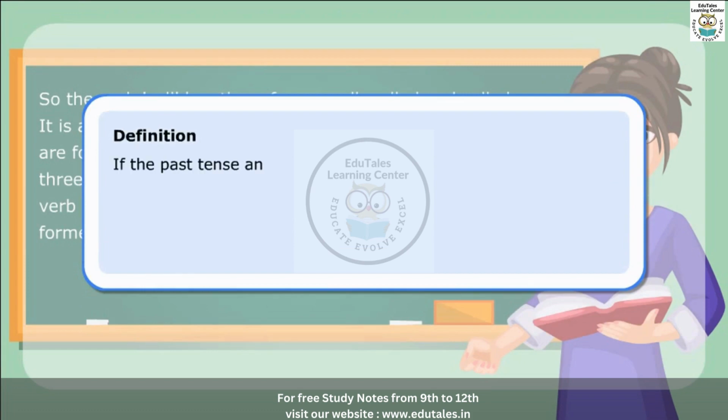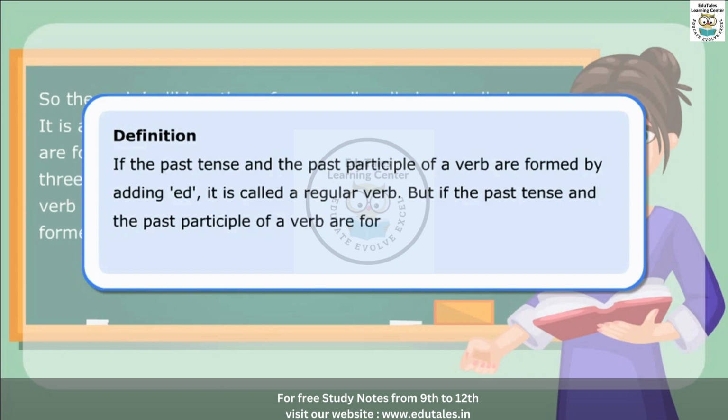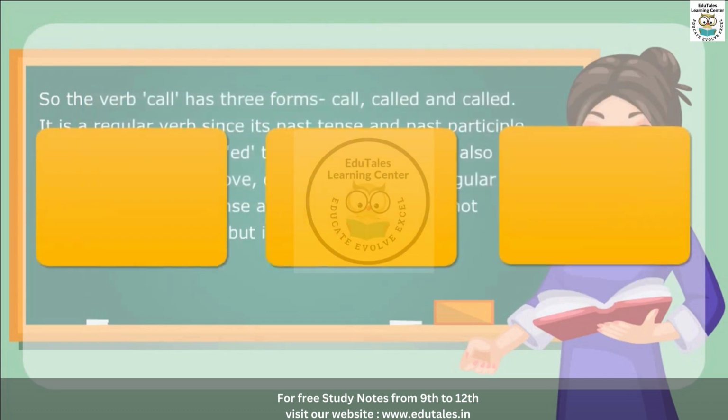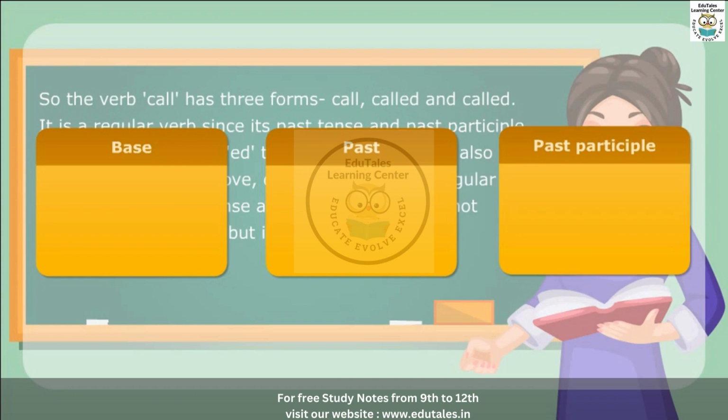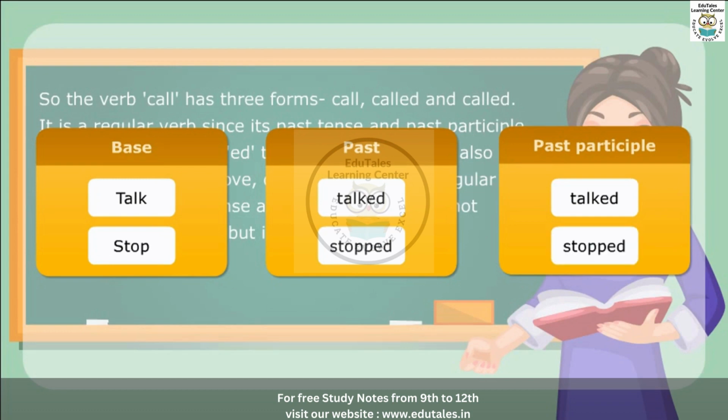Definition. If the past tense and the past participle of a verb are formed by adding ed, it is called a regular verb. But if the past tense and the past participle of a verb are formed in a manner apart from adding ed, it is called an irregular verb. Example for regular verb: talk, base; talked, past; talked, past participle; stop, base; stopped, past; stopped, past participle.